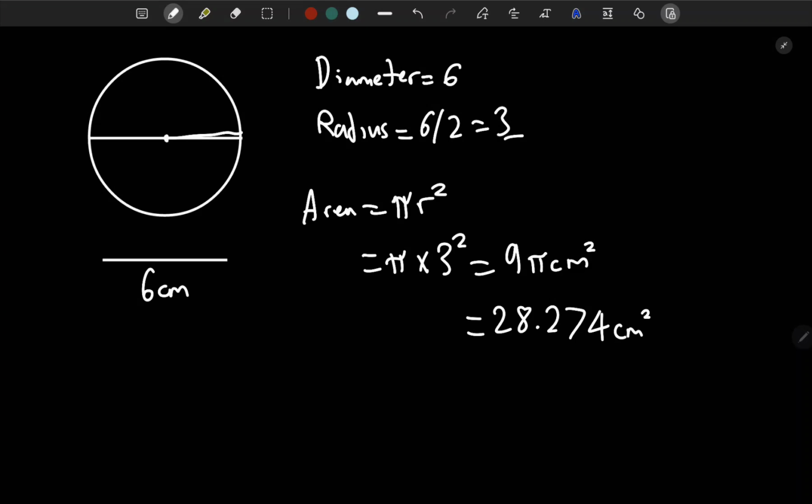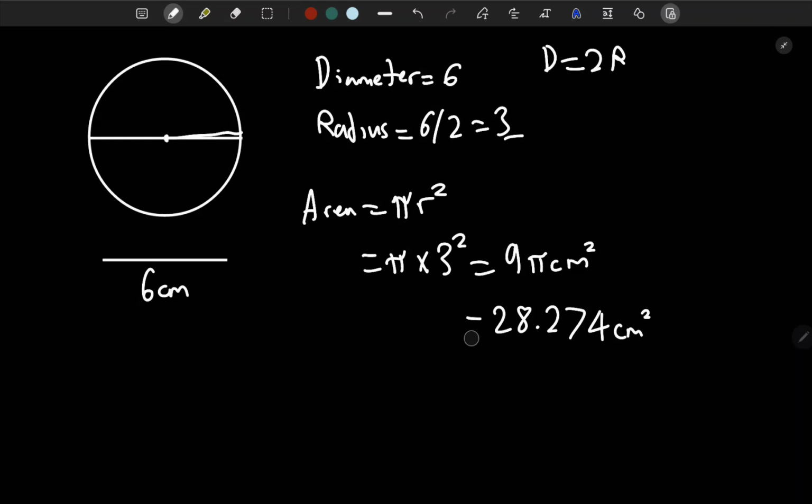Whenever you are given a circle, the first step is to find the radius so that you can apply this formula, and most probably you are given either the radius or the diameter. To find the radius or diameter, the formula is pretty simple. Diameter is equal to 2 radius. The diameter is a straight line inside the circle that passes through the center, it's right here, and the radius is the distance from the center of the circle to any side of the circle.